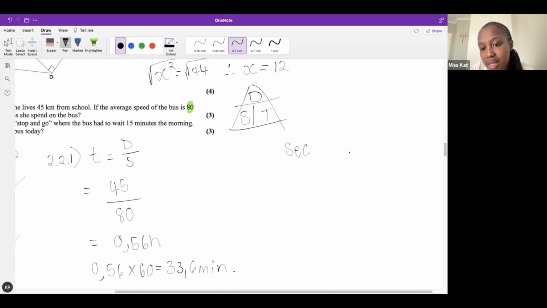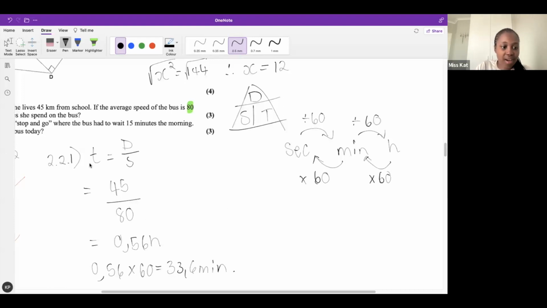to go from seconds to minutes to hours. Seconds to minutes, you divide by 60. Minutes to hours, divide by 60. Hours to minutes, times by 60. Minutes to seconds, times by 60.